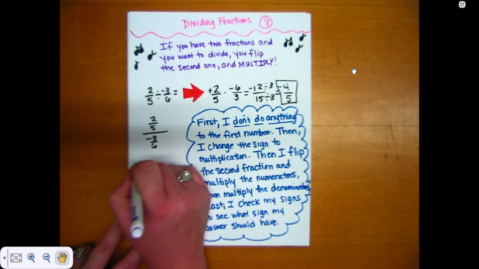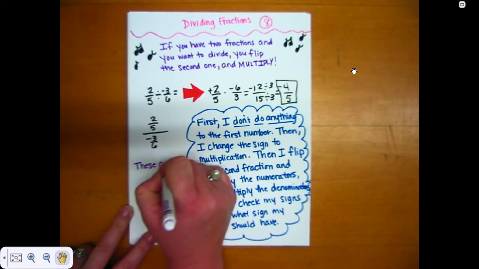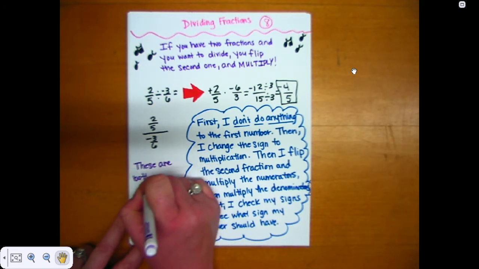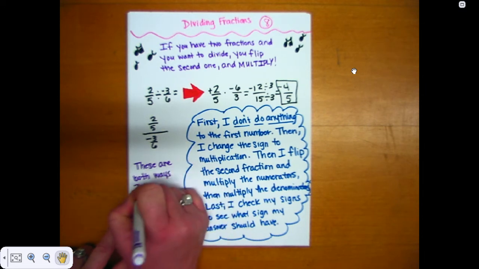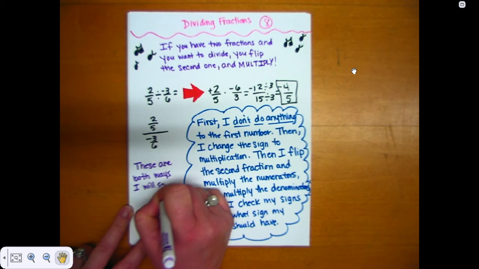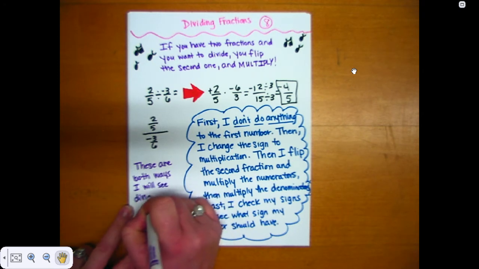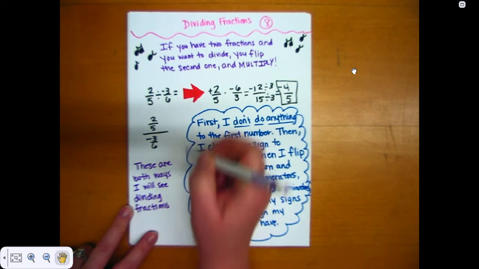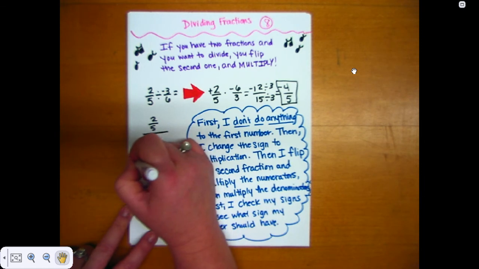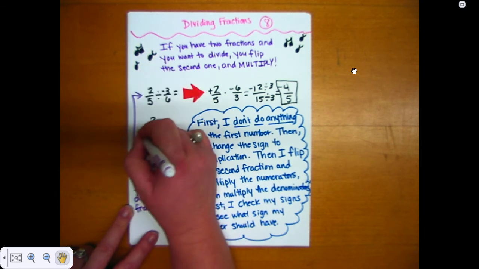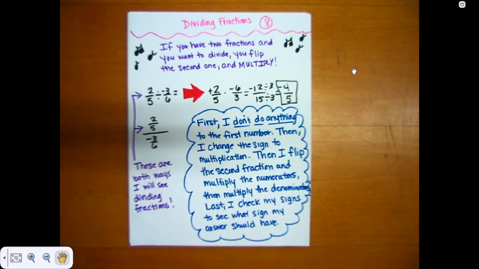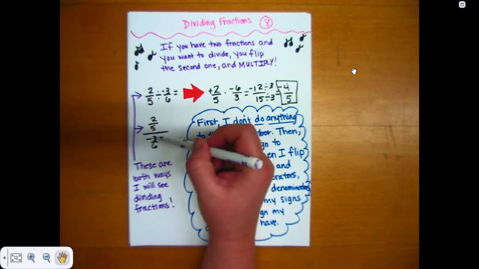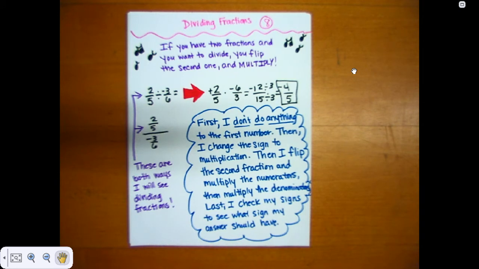Let's put, these are both ways I will see dividing fractions. And we'll just draw little arrows. They mean the same thing. 2/5 divided by negative 3/6. Okay, that's our notebook entry for today.